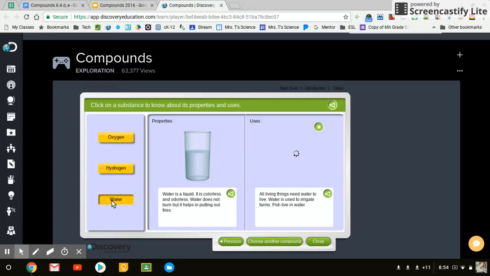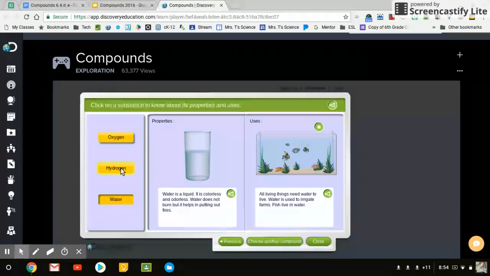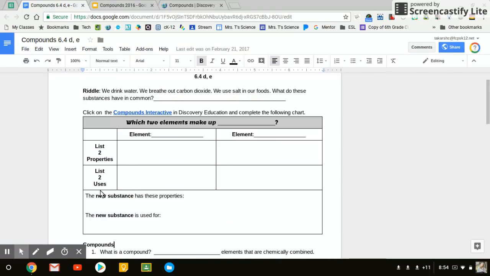Okay, let's take a look at the compound. When you take oxygen and hydrogen and you chemically combine them, you get something completely different. If you remember, oxygen and hydrogen were both gases. Water is a liquid. It's colorless and odorless. Water does not burn, but it helps in putting out fires. So again, very, very different than the properties of oxygen and the properties of hydrogen. Uses. All living things need water to live. Water is used to irrigate farms. Fish live in water.